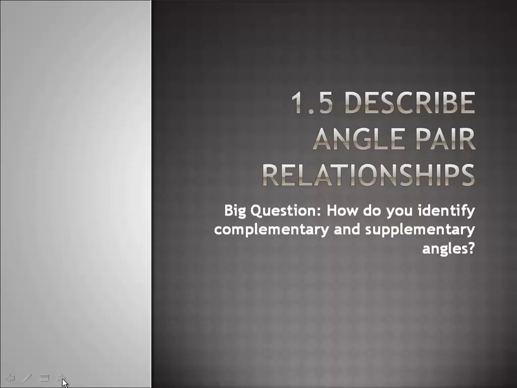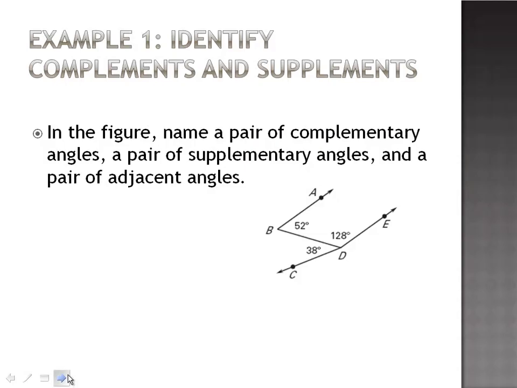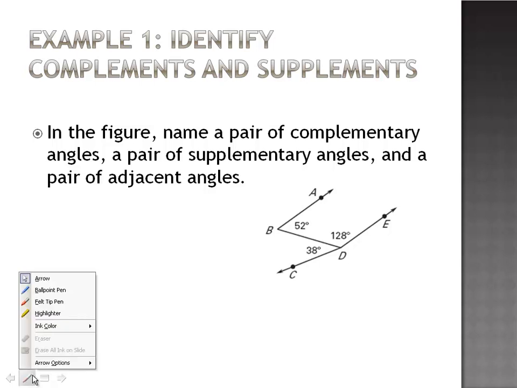Hi, today we're going to do lesson 1.5, describe angle pair relationships. The big question here is how do you identify complementary and supplementary angles? So these are words that were on your All About Angles frame. Make sure you've got that All About Angles frame complete, and you might want to have it out and looking at it. So let's do this first example here.